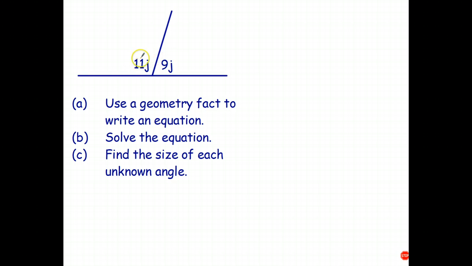Okay, have a look at this diagram here, please. Here we have an angle, 11 times some unknown number j. Here we have an angle given by the expression 9 times some unknown number j. Now, we can actually use geometry to write an equation involving j because we know that the angles on a straight line add to 180. So we start this question by writing 11j plus 9j equals 180, and the reason we know that is angles on a straight line add to 180.